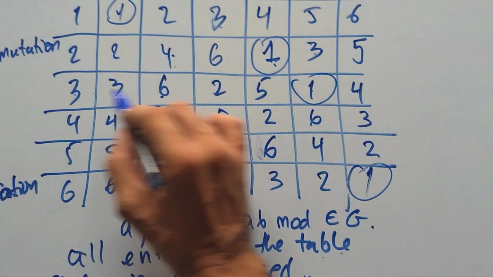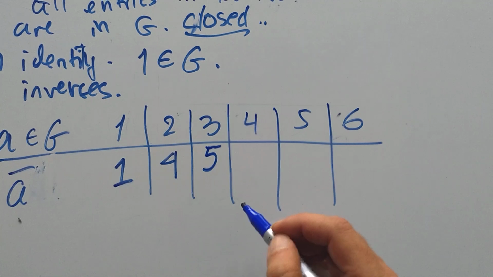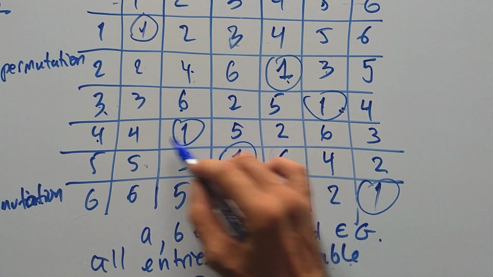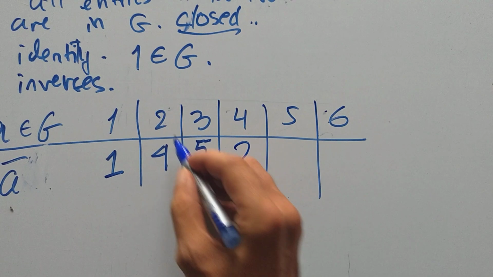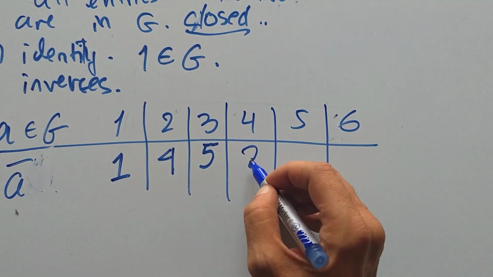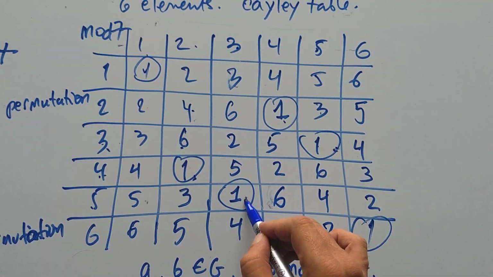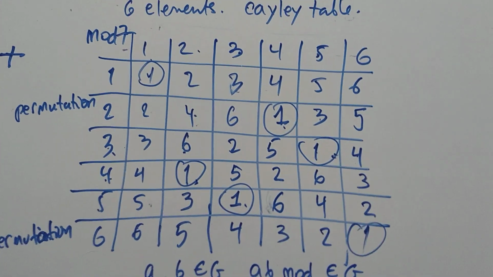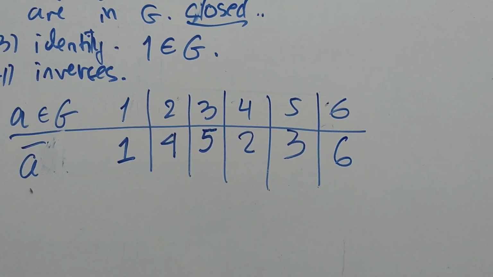Next, 3. Where's the 1? The 1 is here. 3 times 5 is 1. So the inverse of 3 must be 5. Next, 4. 4 times 2 gives me 1. So the inverse of 4 must be 2. Inverse of 2 is 4. Inverse of 4 is 2. What about 5? 5 times 3 gives me 1. Finally, 6. What's the inverse of 6? 6 times 6 is 1. 6 is self-inverse, just like 1.